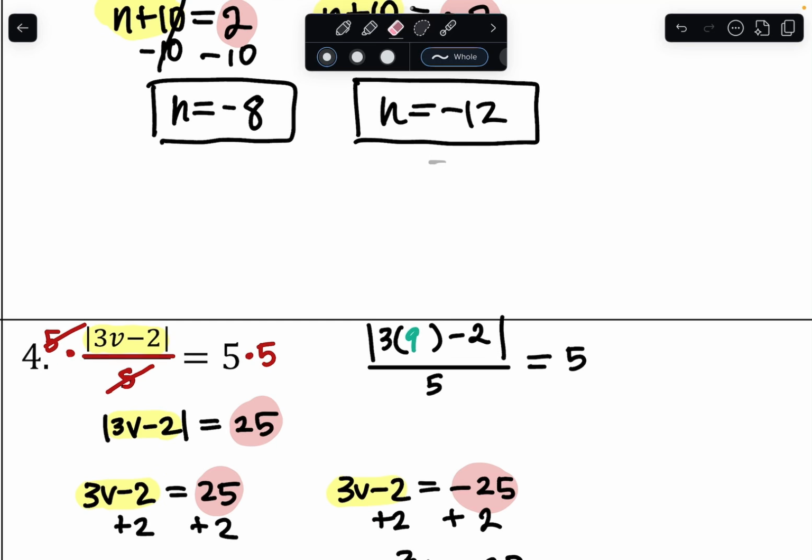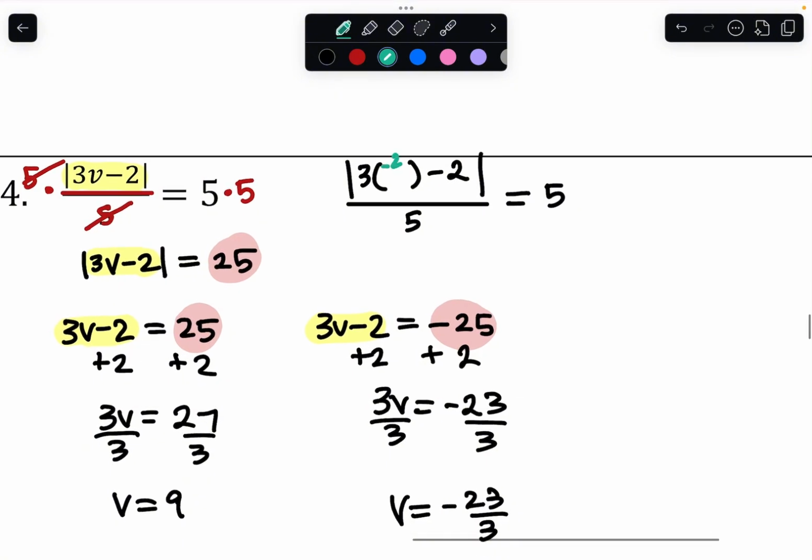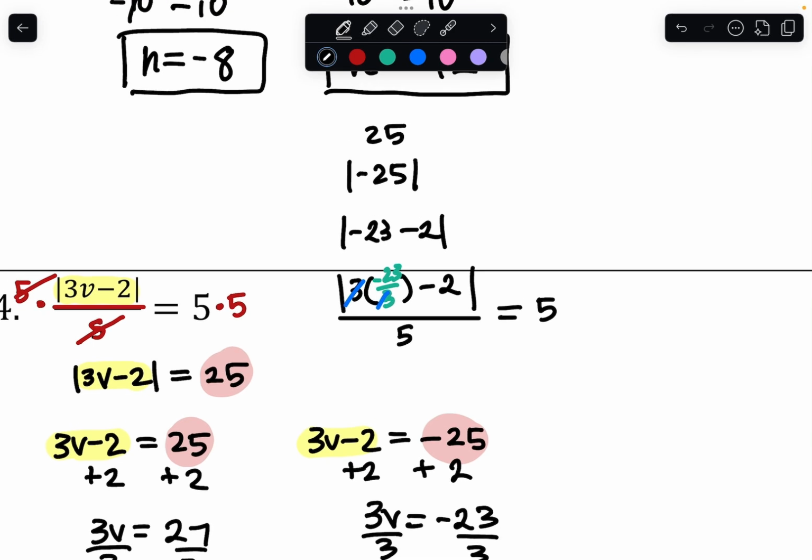Next, plugging in the fraction. Negative 23 over 3. Plugging that in, the 3's would cancel, leaving me with just a negative 23 minus 2, which is negative 25 inside the bars, which becomes positive 25. And we still have the division by 5 from the very beginning, this division by 5. And so we get 5 once again.